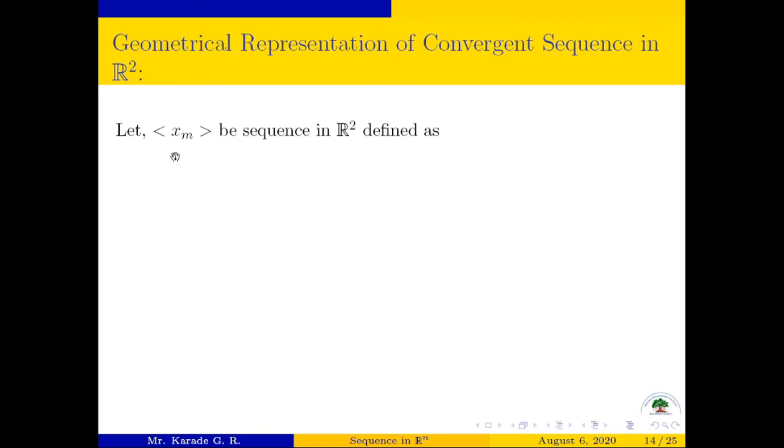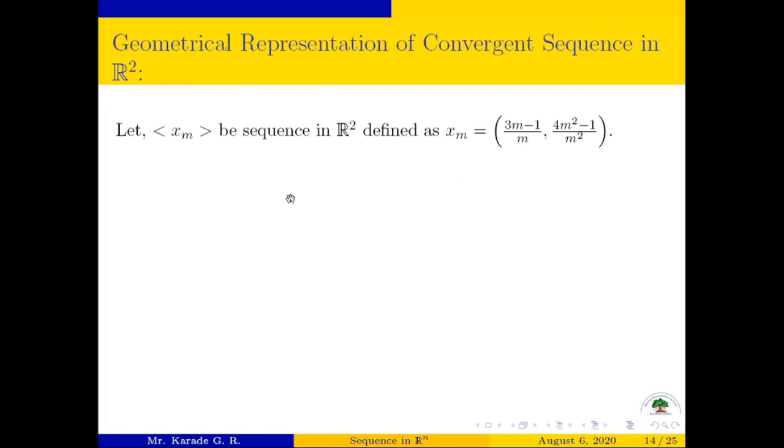So let us take one sequence xm, a sequence in R2, defined as xm equal to (3m minus 1 upon m, comma 4m square minus 1 upon m square). So as xm is a sequence in R2, therefore its mth term has two components. The first component is a sequence in R, and the second component is also a sequence in R.